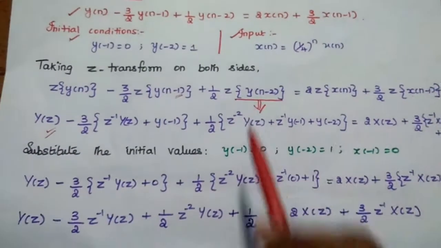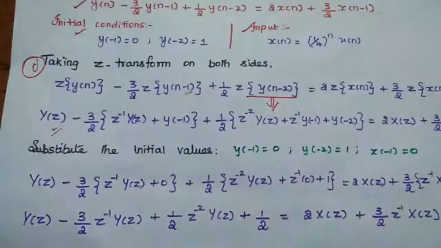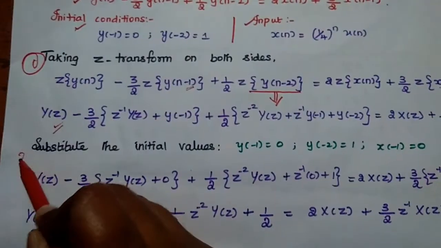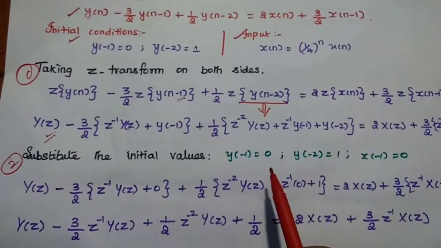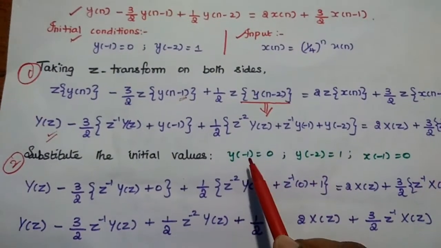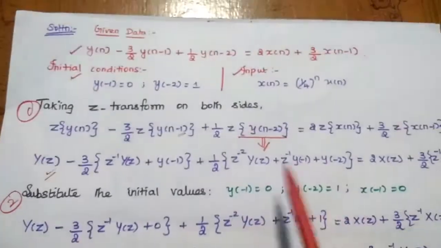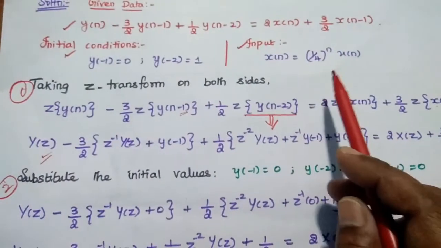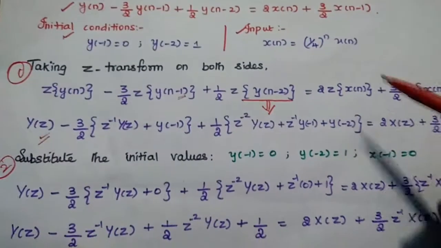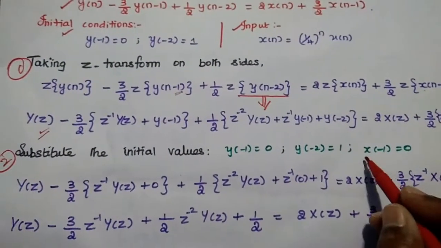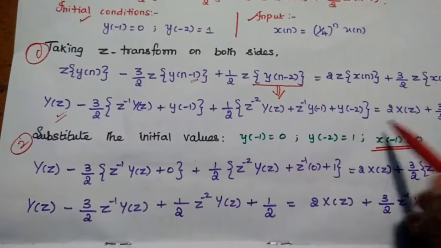So after finding the Z transform, the next step is to apply the initial values, because in the problem itself they have given the initial values: y of minus 1 is equal to 0, y of minus 2 is equal to 1. And in the problem they haven't given the initial value of x of n, so if they haven't given it, we have to assume that it is equal to 0. So we can say x of minus 1 is equal to 0. Substitute these values in this equation.